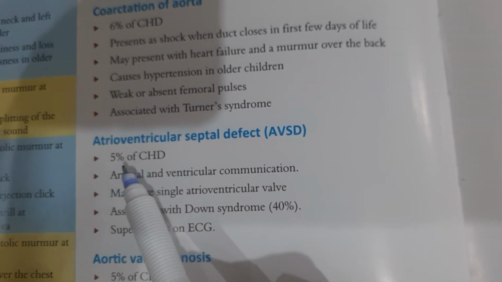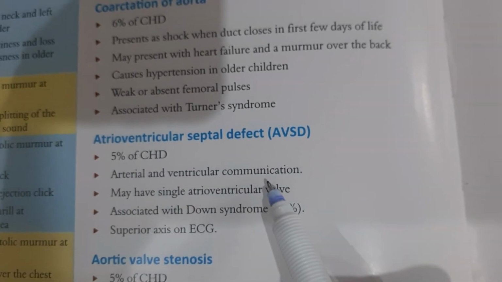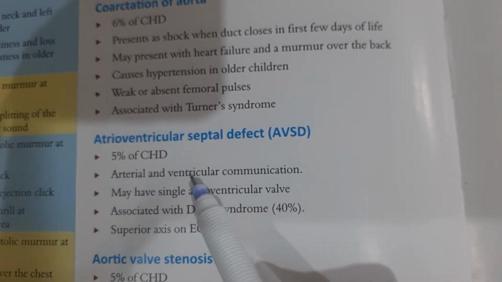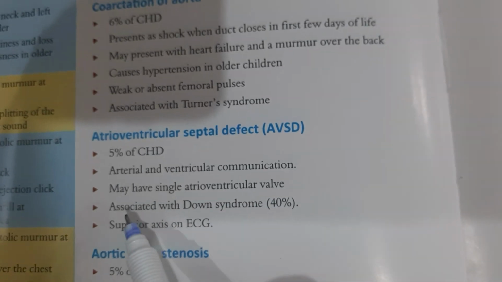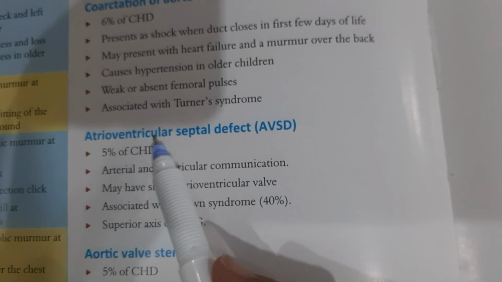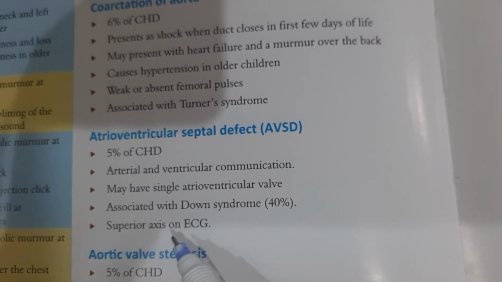Now come towards the atrioventricular septal defect, the defect in the septum between the atria and the ventricles. It constitutes 5% of the congenital heart diseases. Atrial and ventricular communication occurs, due to which mismatch of the flow occurs, and it may have a single atrioventricular valve. It is most commonly associated with Down syndrome. 40% of Down syndrome patients have an atrioventricular septal defect, and there is a superior axis on the ECG.